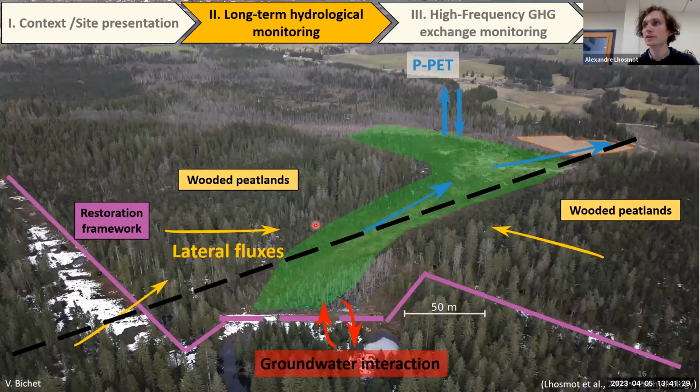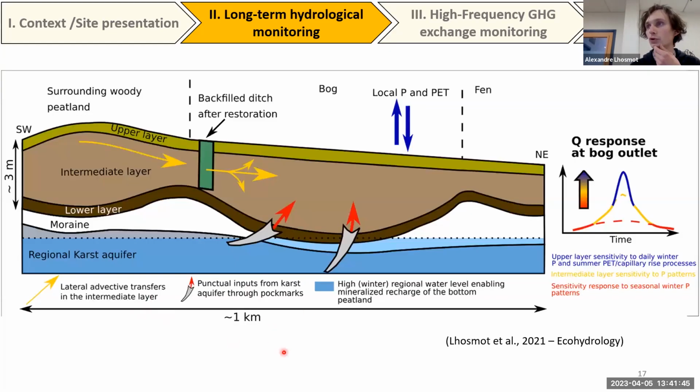Thanks to these elements, we proposed a conceptual scheme of water supplying the peatlands, which we published in the Eco-Hydrology journal. The scheme corresponds to a cross-section along this dashed black line. This conceptual model shows that in mountainous environments, peatlands can be fed by different water origins, and it is a nested and complex water system.